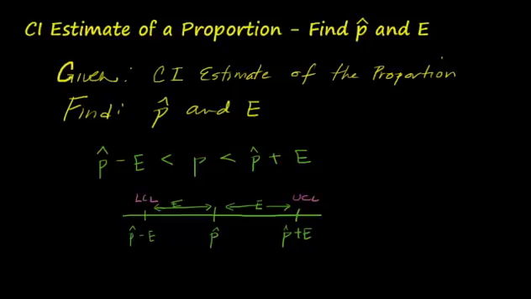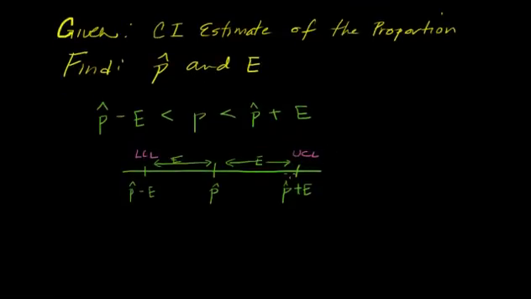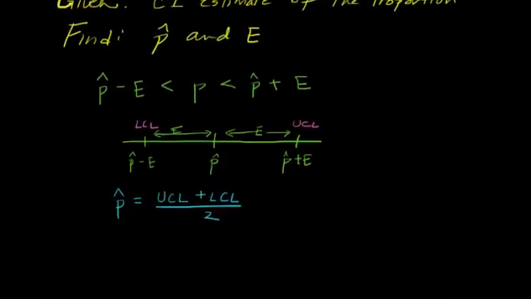Alright, so if we are given just numbers for these limits, how would we determine what p hat we had used for this problem? Well, p hat is exactly between the upper confidence limit and the lower confidence limit. So what do we call that number right there in the middle? The average, right? So upper confidence limit plus lower confidence limit, we'll divide that by 2, and then we'll find what this number right here in the middle is. Okay, so that's how we'll find p hat.